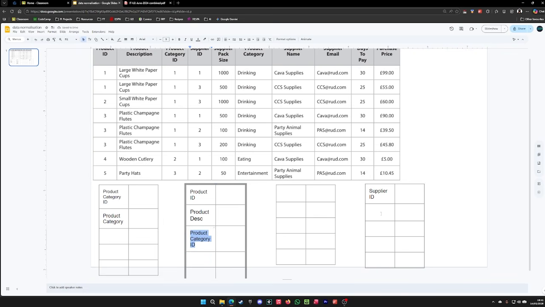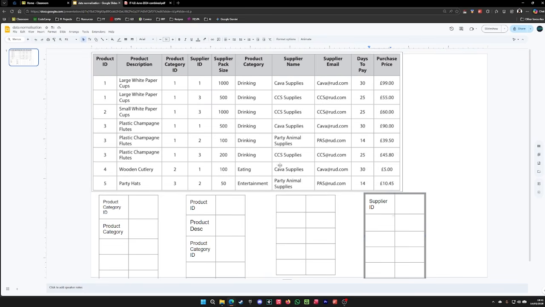And then I've done my supplier ID over here. And I've left a gap for this table on purpose. So if we look at supplier ID, what comes with the supplier ID? This is the tricky part. This is where they're trying to catch you out. So we want our supplier name, because those two things are very closely related.